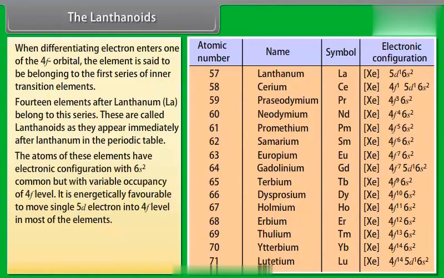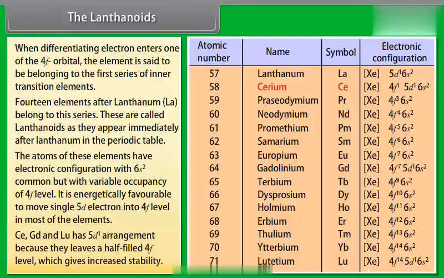These are called lanthanoids as they appear immediately after lanthanum in the periodic table. The atoms of these elements have an electronic configuration with 6s2 common but with variable occupancy of the 4f level. It is energetically favorable to move a single 5d electron into the 4f level in most of the elements. Cerium, gadolinium and lutetium have a 5d1 arrangement because they leave a half-filled 4f level, which gives increased stability.